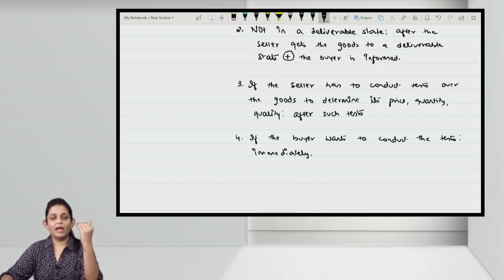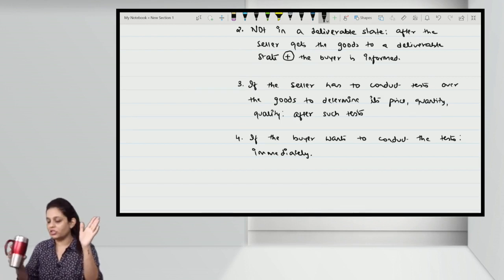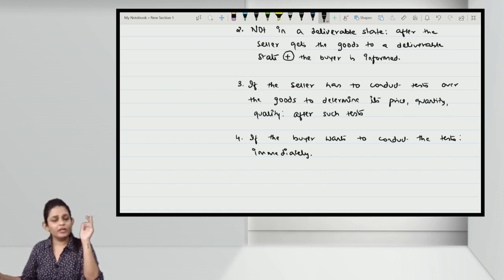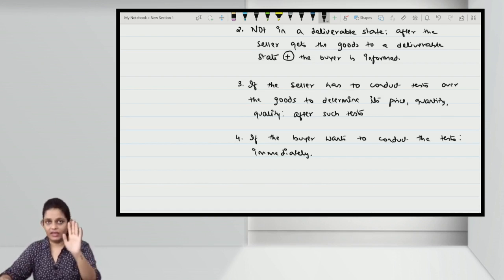If he would have said, I am willing to purchase, but I will get it weighed first, then in that case, after it was weighed, only then the ownership would be transferred. Correct or not? But when it does not specify anything, ownership is transferred immediately.